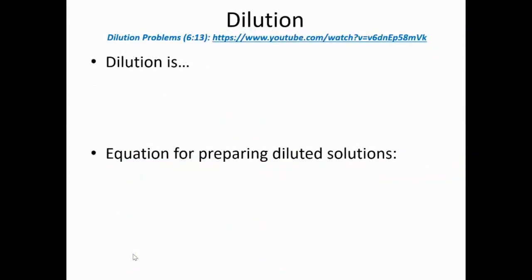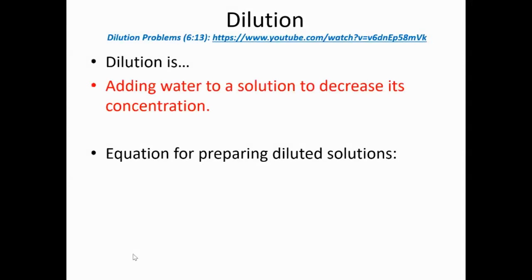Now, sometimes in chemistry, we have to do a dilution calculation. And by the way, if you need extra help with any of these topics, I have videos that are linked within the main video. Dilution is the process of adding water to a solution to decrease its initial concentration. The equation that we use for dilutions is McVc, that is the molarity of the concentrated solution times the volume of the concentrated solution, is equal to MdVd, the molarity of the diluted solution times the volume of the diluted solution.